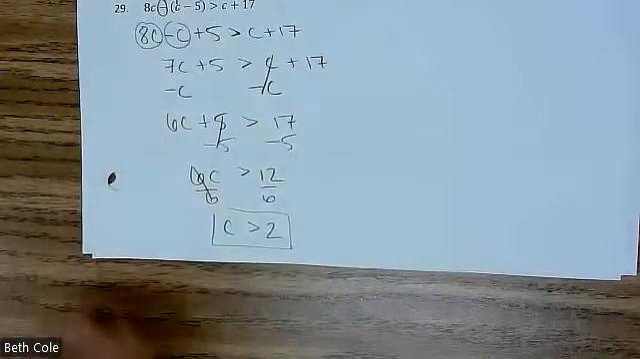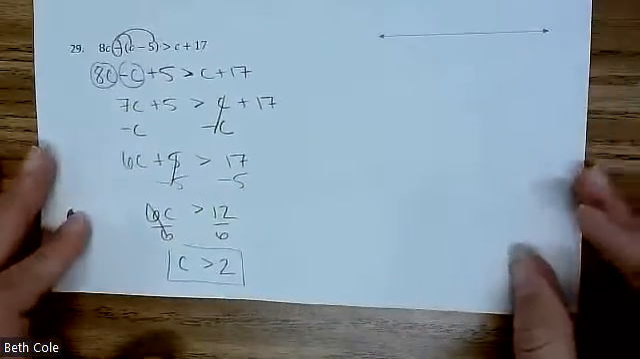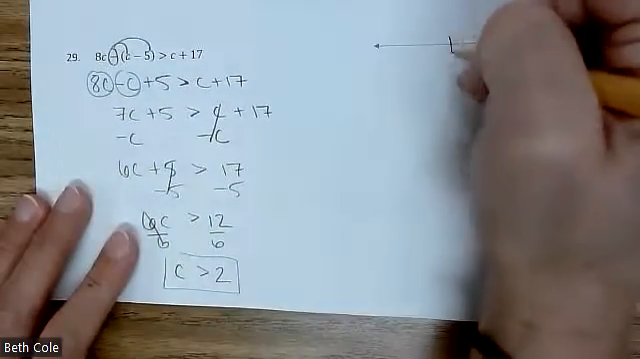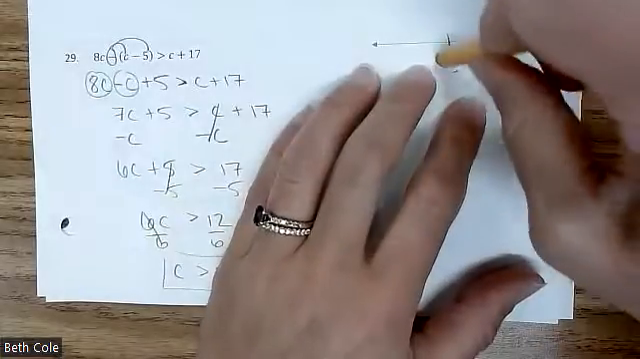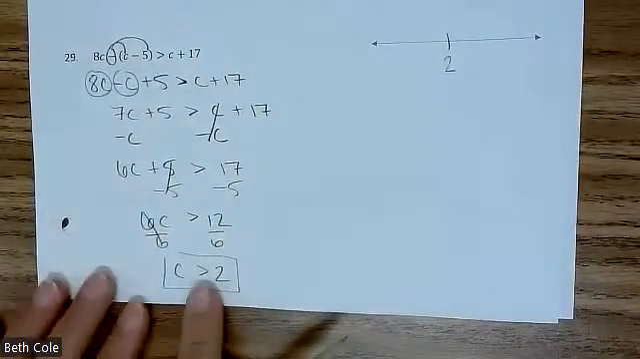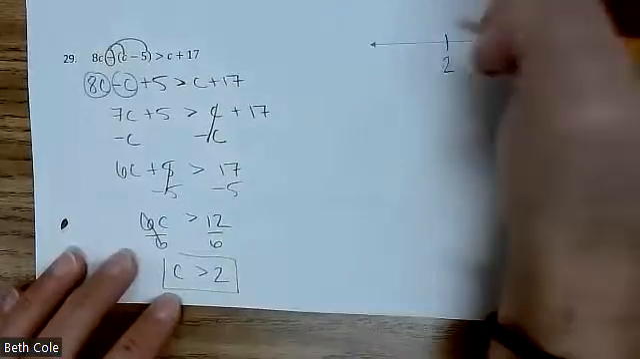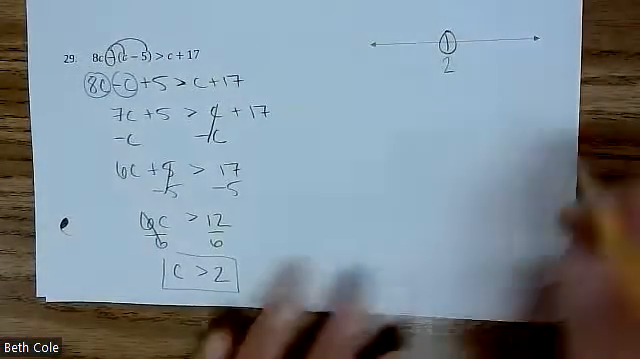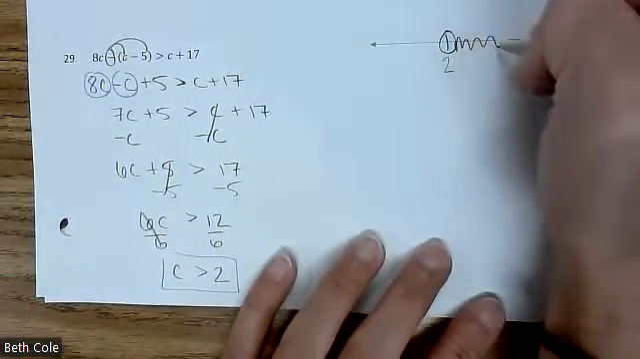Now, I am not picky about my number lines. There's only 3 things you have to put on them. What do we have to put on here? The number, the circle. Sorry, the number is not C. The number is 2. There we go. What kind of circle does this one get? Open. Right. Greater than is to the right.